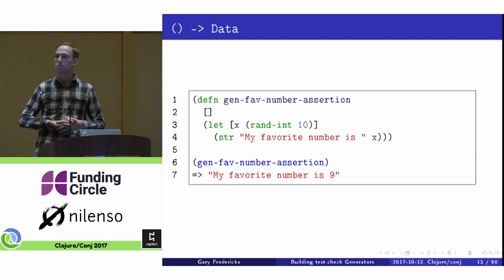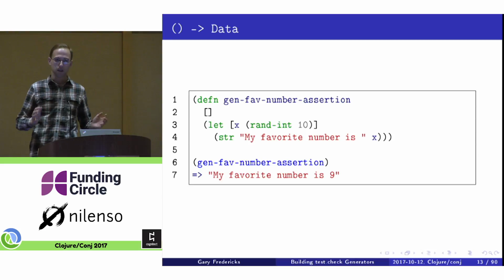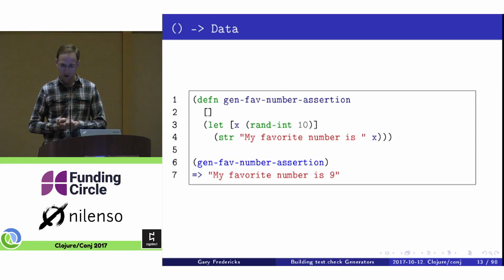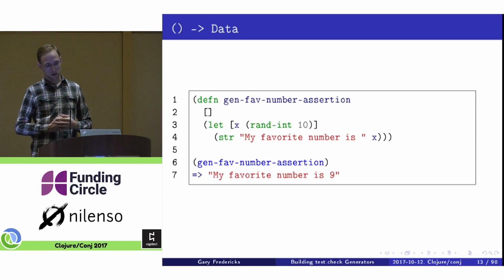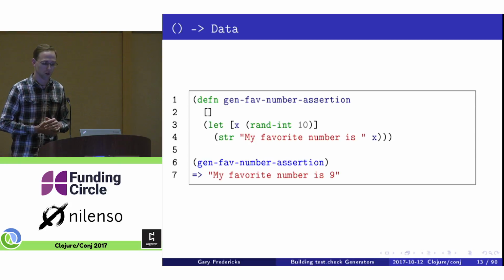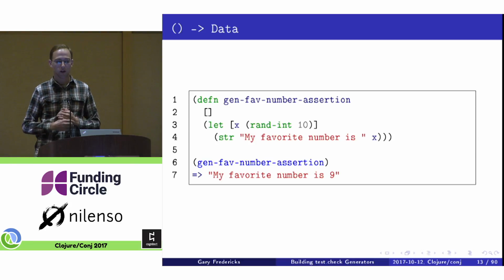So if you think about how you might try to design a generator without knowing anything about the problem, just the first thought, it might be a function that takes no arguments and returns a random value. You can write this using one of the random functions inside of Clojure core. So we call the random function on line 3.